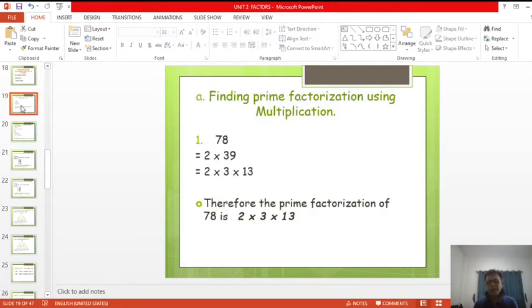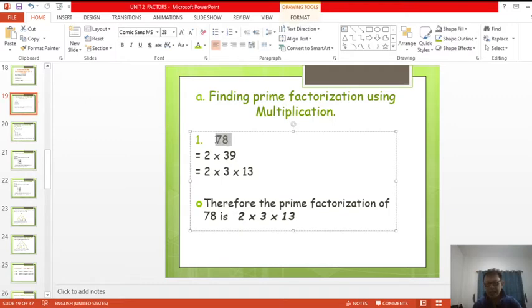Okay, so look at this example. The example here: find the prime factorization using multiplication. We have here the number 78. Maybe I'll change this to Example A, so that you won't be confused.